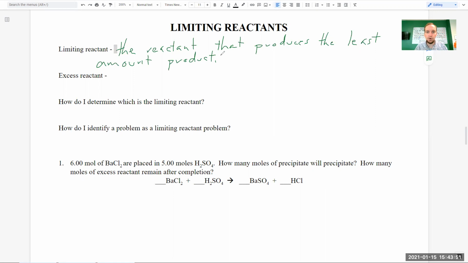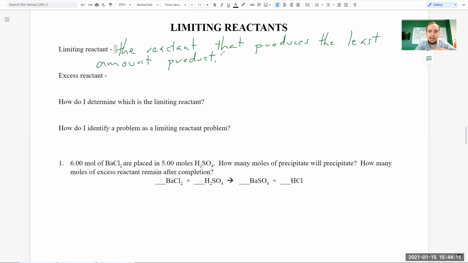But in the real world, one of the reactants is going to be consumed. It's going to be all used up. And at that point, the reaction cannot go any further, and it's going to grind to a halt and stop. At that point, the reaction is finished. The reactant that has been consumed and is all gone, we call the limiting reactant because it has limited the reaction and has stopped it.